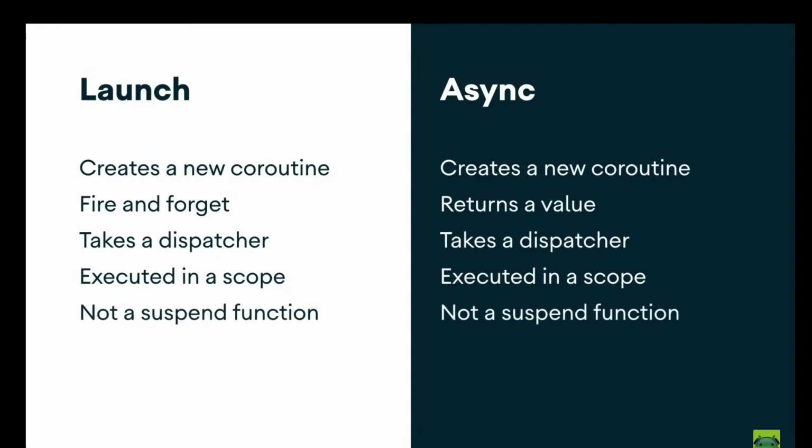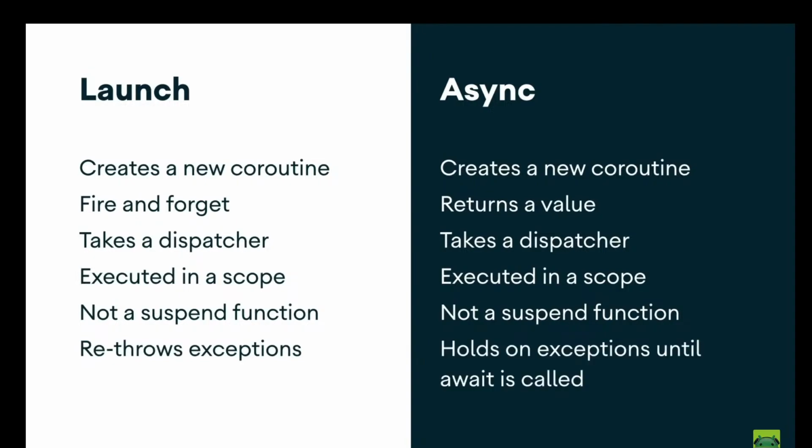They are not suspend functions. Launch and async are the entry point to coroutines, how you can create a coroutine so that you can call suspend functions, but they are not suspend functions. And they differ in the way they handle exceptions. Launch is going to throw the exception as soon as it happens, and async is going to hold on to that exception until you call await. We're going to see more of that in a second.